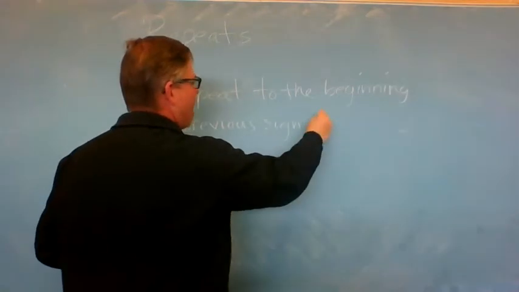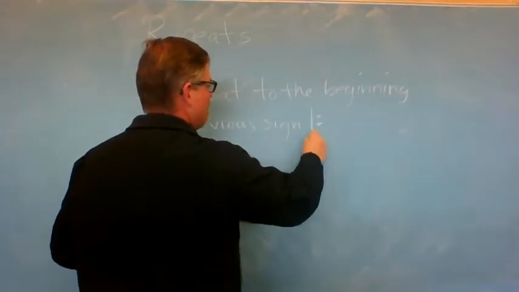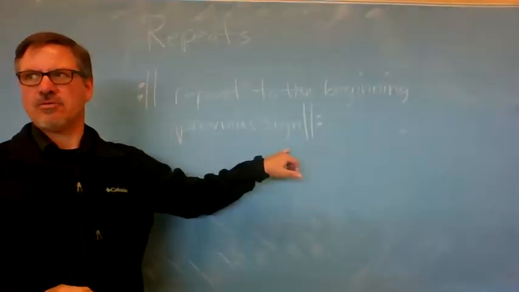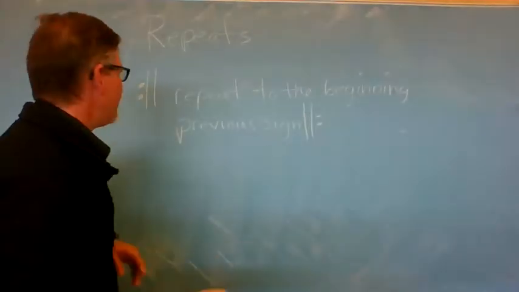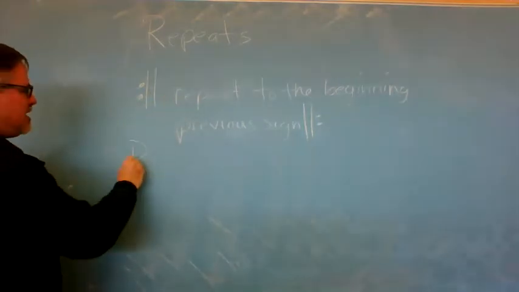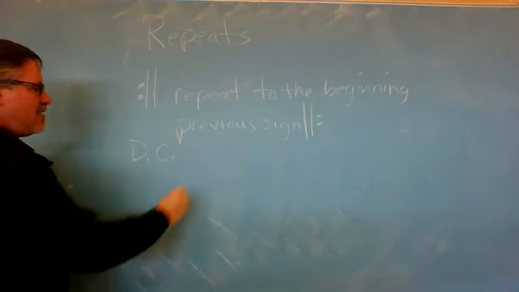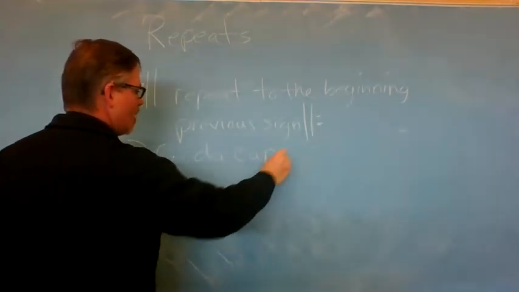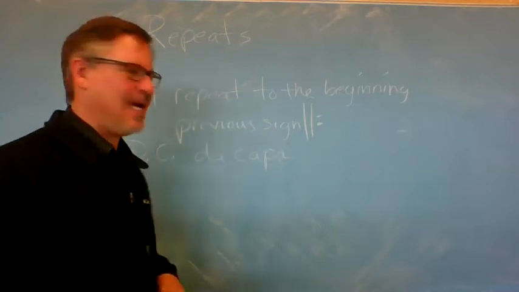Because you may have a symbol like this that you repeat back to, all right? So that's one. Another one that means almost the same thing is D.C., which means da capo, which means to go back to the beginning.